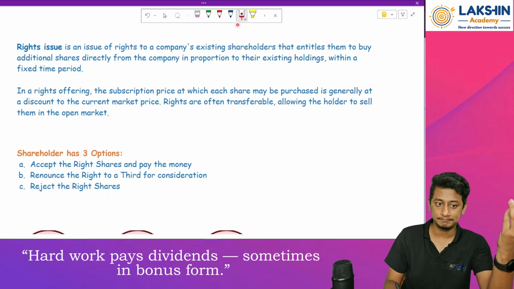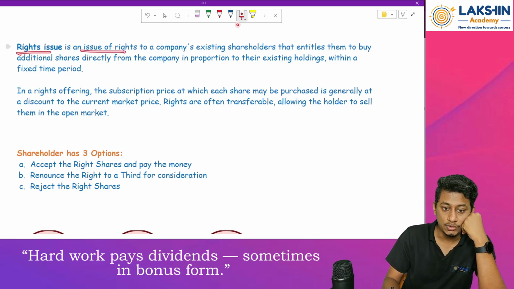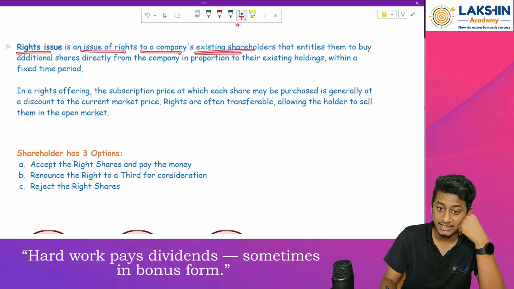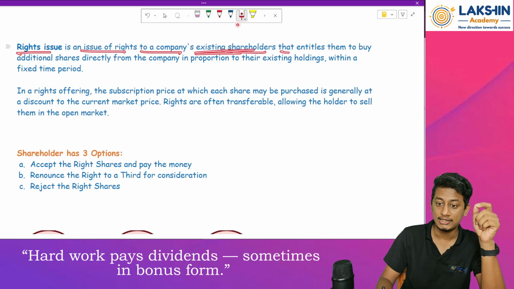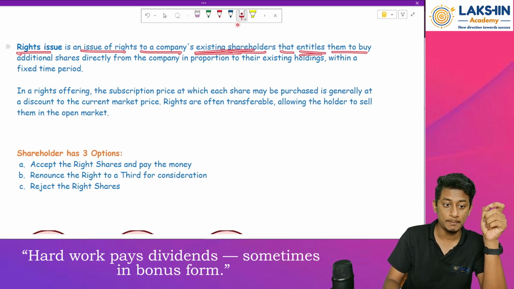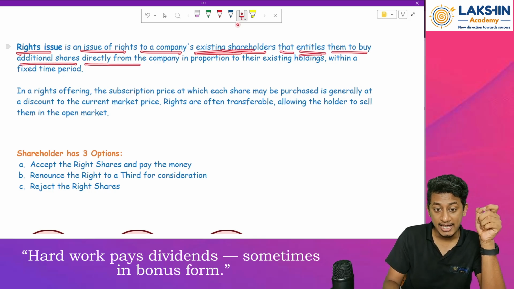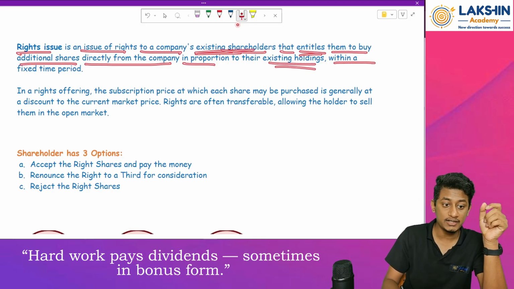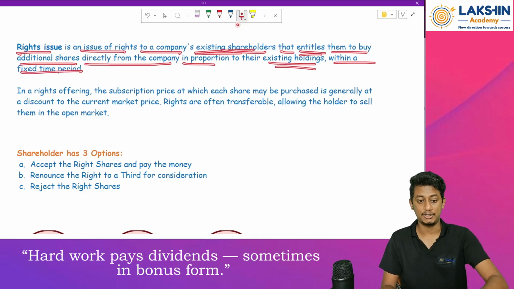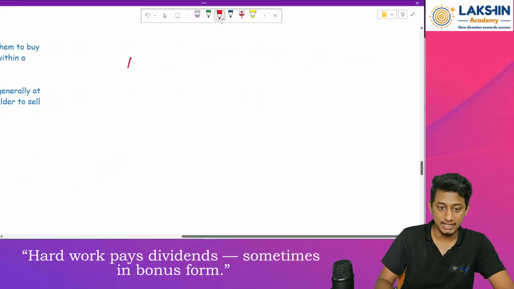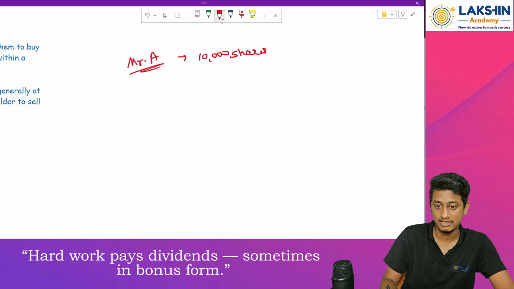Let us now start with a new topic, that is my rights issue. What is a right? Let's see. Rights issue is an issue of rights to a company's existing shareholder that entitles them to buy additional shares directly from the company in proportion to their existing holding within a fixed period of time. I will explain it to you. Again, let's take Mr. A. He has 10,000 equity shares with him.